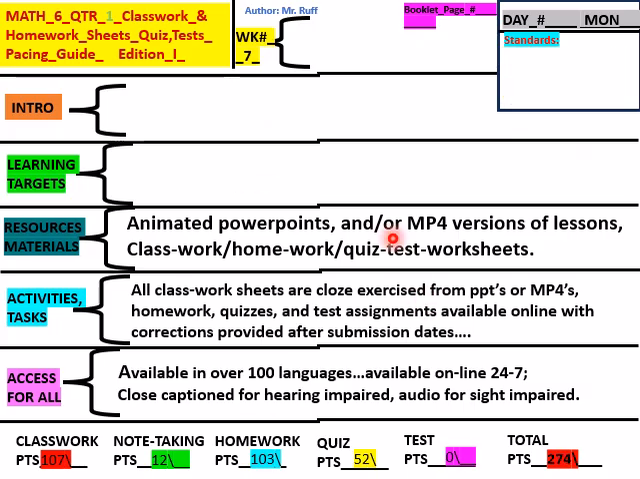Week 7 of our lesson plans here. Week 7, Math 6, Quarter 1. And our lessons this week are 4.3, dividing mixed numbers, classwork homework part 1. And then 4.3, dividing mixed numbers, classwork homework part 2. 4.4, solving multi-step fractions in mixed numbers, classwork homework part 1. 4.4, solving multi-step fractions in mixed numbers, classwork homework part 2.